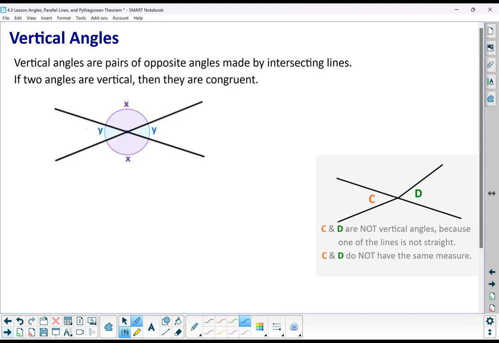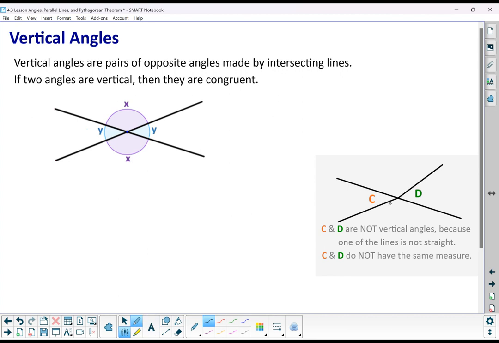I wanted to remind you about vertical angles as well. If you have a couple of intersecting lines, that creates 2 sets of vertical angles. So those angles that are across from each other are called vertical angles, and vertical angles have the same measure. So this angle y is equal to this angle y over here. Please note that the lines have to be straight for this to be true.